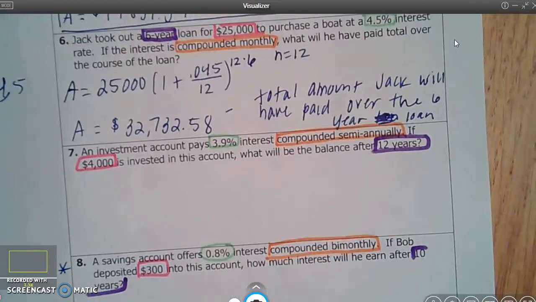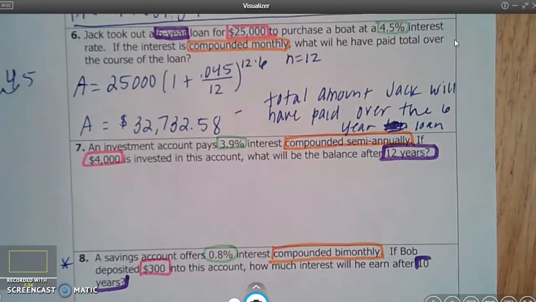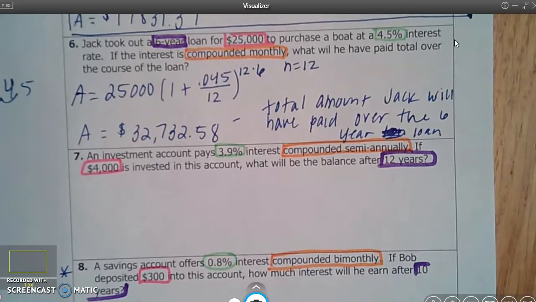Okay, one more like this. Make sure we got it. It says an investment account pays 3.9% interest compounded semi-annually. If $4,000 is invested in the account, how much will the balance be after 12 years?